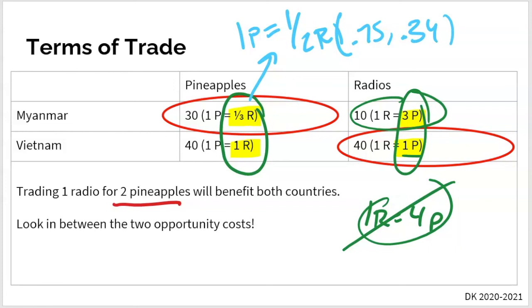So to recap, to figure out terms of trade, you first have to figure out the comparative advantage and look at the per unit opportunity cost. Then anything in between the two per unit opportunity costs is an acceptable term of trade. Normally, try to find the easiest possible number, like 2.